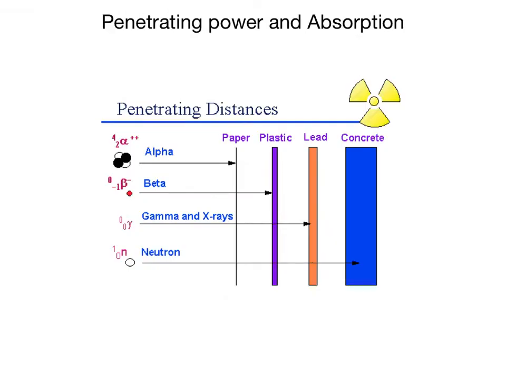Again, here's a little summary of the amount of penetrating power of different forms of radiation. As you can see, alpha particles don't penetrate very well. In fact, an alpha particle will be stopped by a sheet of paper. Beta particles will go through paper, but they might be stopped by plastic. Gamma and X-rays will go through paper and plastic, but they'll be stopped by lead. And neutrons will pass through paper, plastic, and lead, but they can be stopped by many feet of concrete.